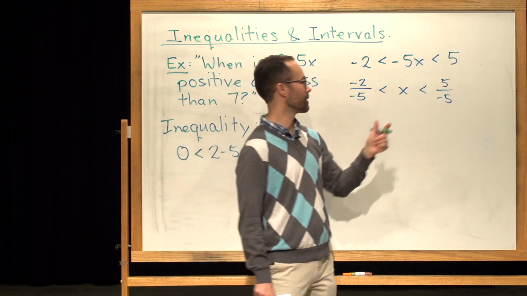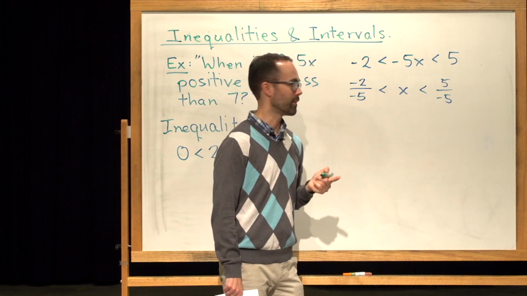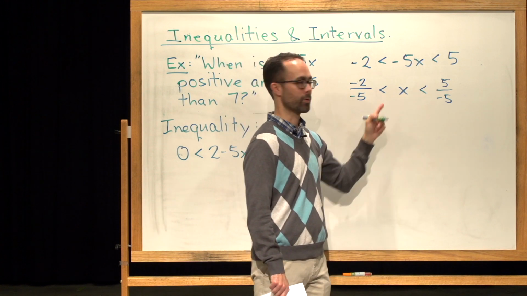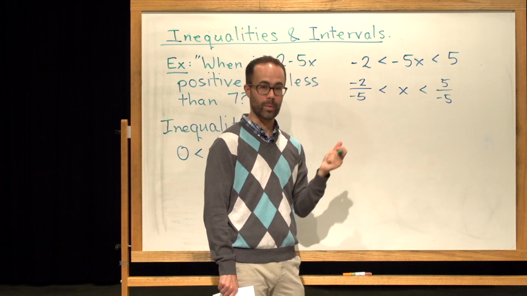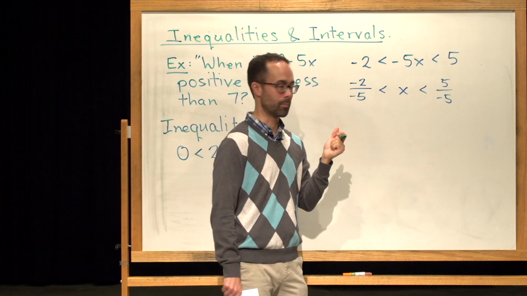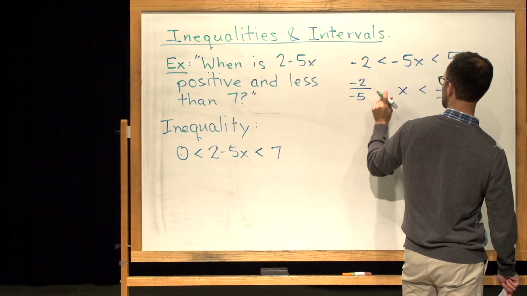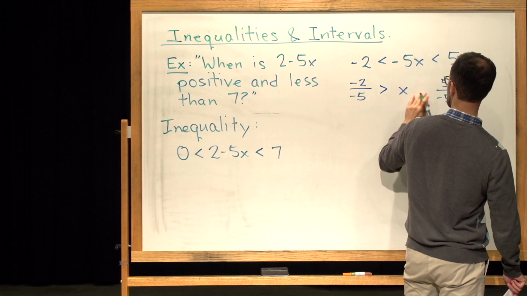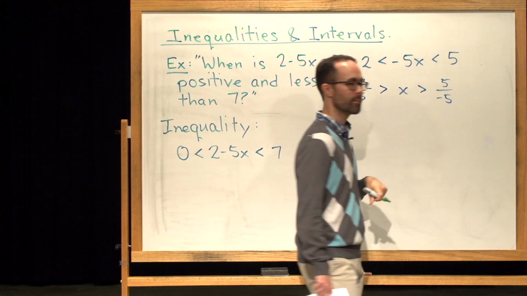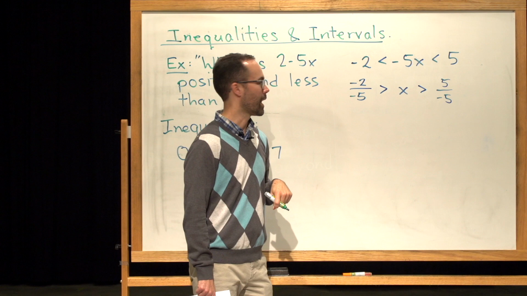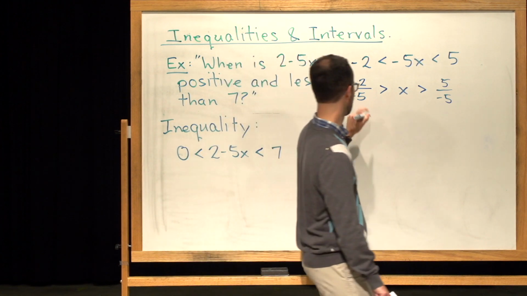The trick is, I've divided by a negative. I can't leave these inequality symbols in the same direction. I have to switch them. This is the one thing that's really important to remember. So we switch our direction when we divide by a negative. And now we can simplify to get our final inequality.